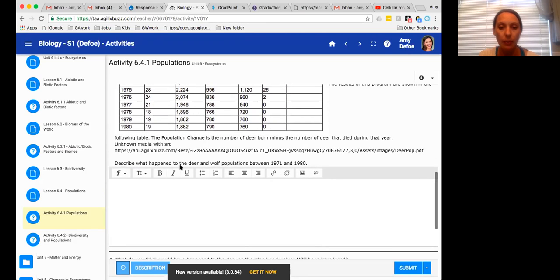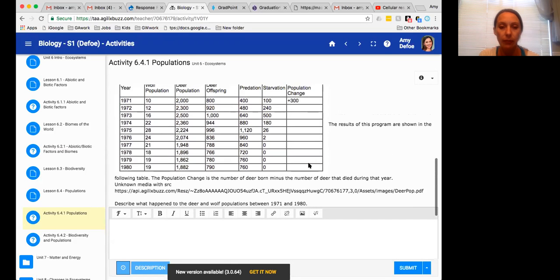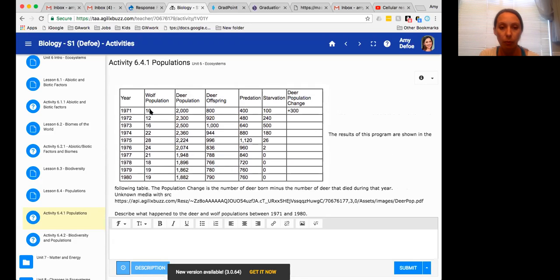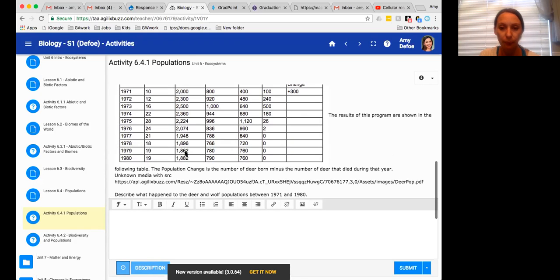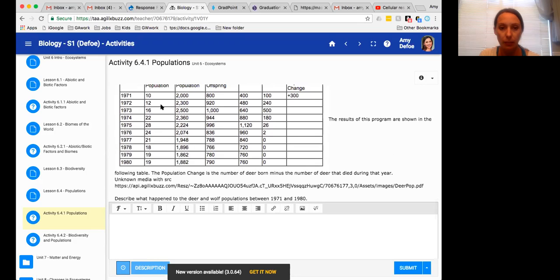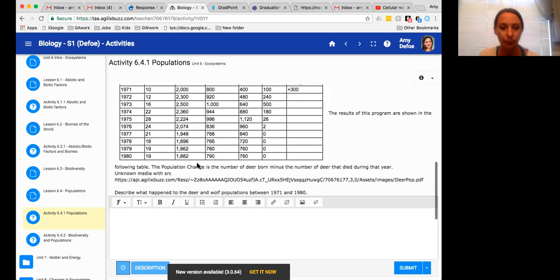So it says, describe what happened to the deer and wolf populations between 1971 and 1980. We can see that the wolf population started off at 10, got up pretty high, and then started to drop down to an even number. Same with the deer population. It started off at 2,000 and increased. And then, as we think about these wolves coming in, it lowered down to a number that the ecosystem could withstand and supply enough food for. So in both cases, the numbers went up, and then they went down until they got to a nice kind of equilibrium.